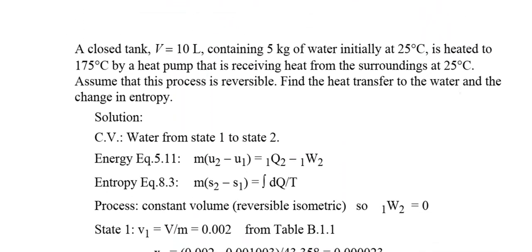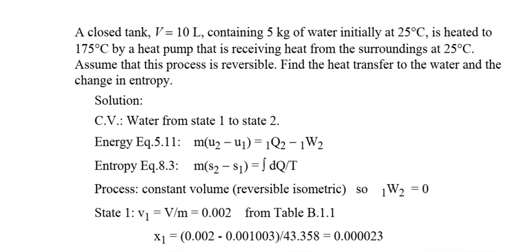Problem number 8.57. A closed tank with a volume of 10 liter containing 5 kg of water initially at 25 degrees centigrade is heated to 175 degrees centigrade by a heat pump that is receiving heat from the surrounding at 25 degrees centigrade. Assume the process is reversible, find the heat transfer to the water and the change in entropy. Same thing, like we have got the process which is reversible now. Writing down the energy equation and obviously the entropy for the reversible process.